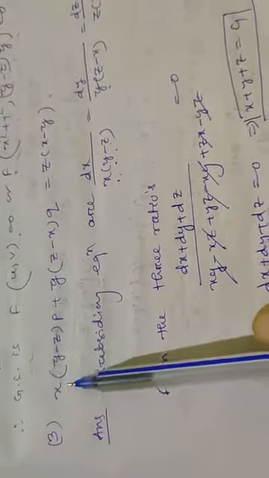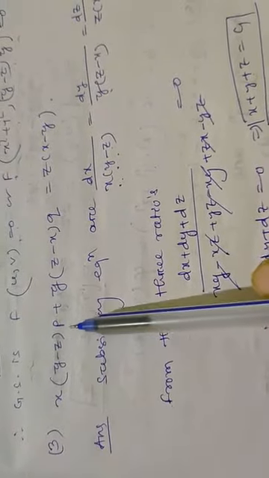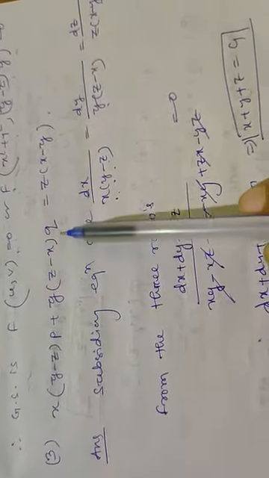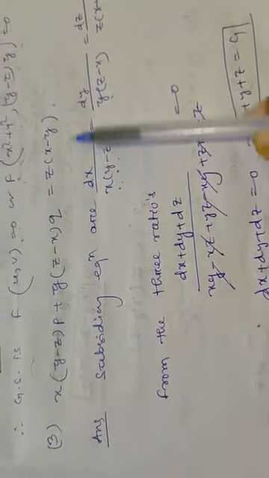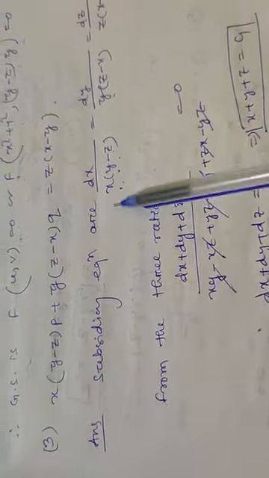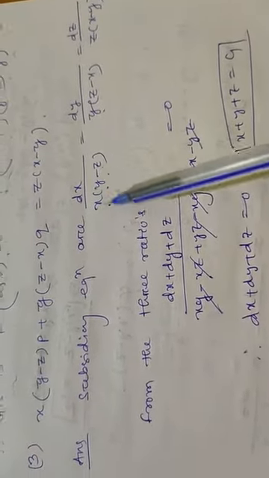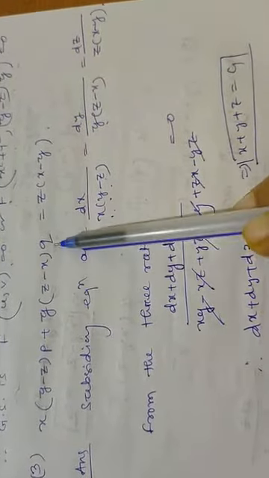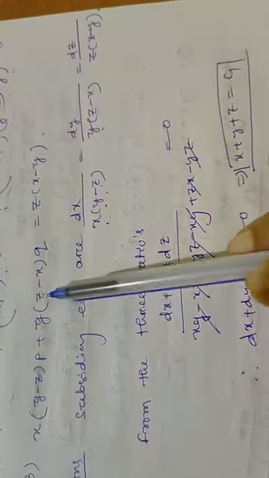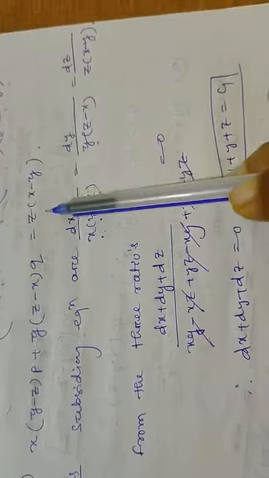Question 3. x(y − z)p + y(z − x)q = z(x − y). This is a Lagrange equation. So the subsidiary equations are dx/(x(y − z)) = dy/(y(z − x)) = dz/(z(x − y)).